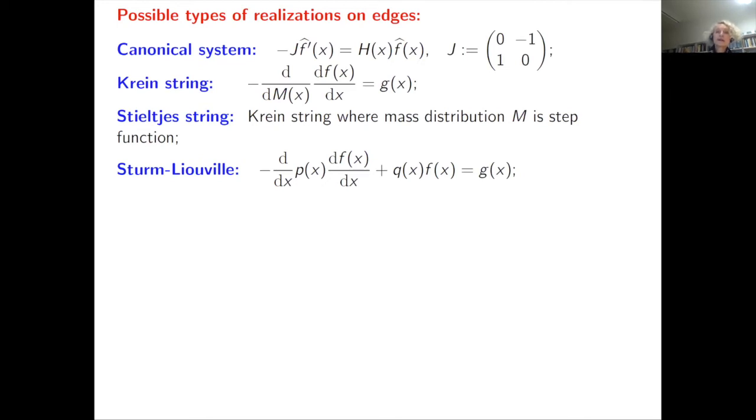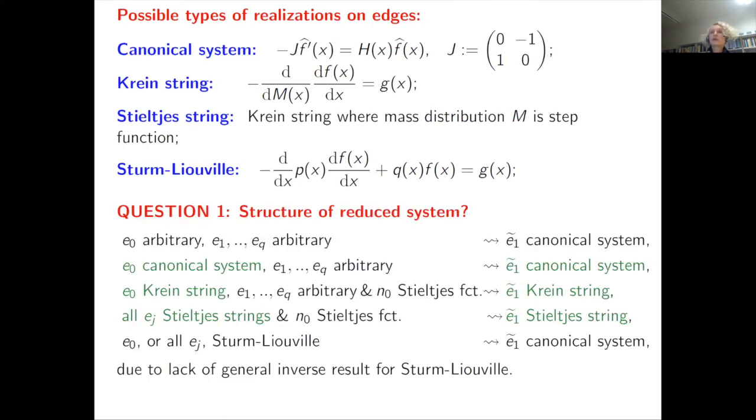And now we can ask the question, what is the structure of the reduced system if we have some structure of the given Q+1 objects? So first of all, if E0 and everything else is arbitrary, we can always obtain a canonical system as the added new part in the reduced two-part graph system, right? If E0 is a canonical system and all the others are arbitrary, then we can still choose E1 tilde to be a canonical system because this inverse result always applies. It doesn't need that these Q were already canonical systems before.